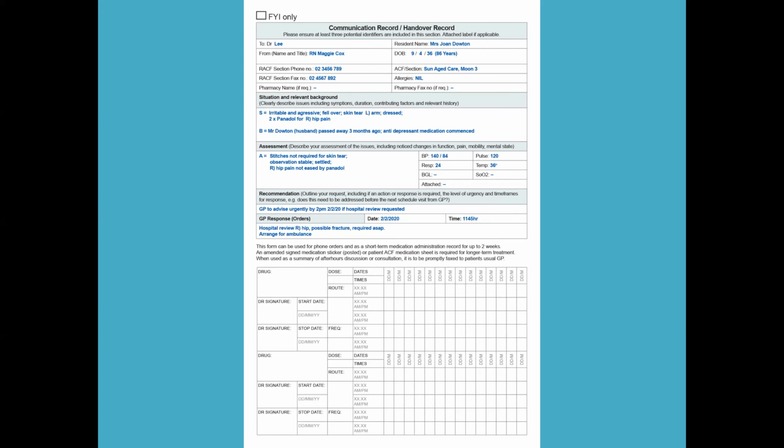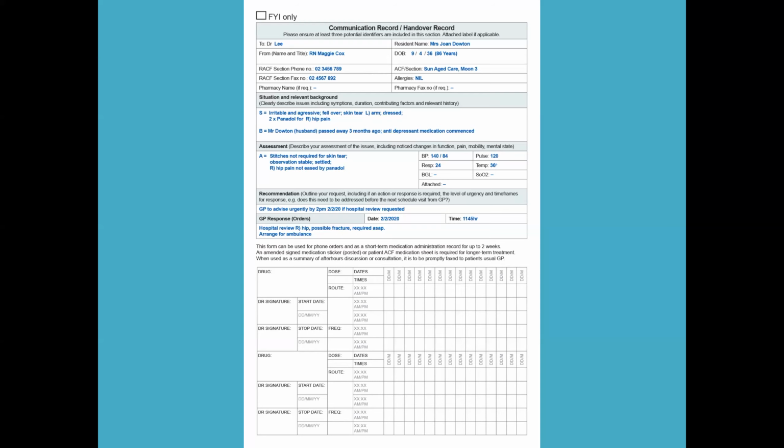Maggie then provides Dr. Lee with an overview on Mrs. Downton's condition. Mrs. Downton's observations are stable, BP 140/85, but her pulse rate is higher than usual, 120 beats per minute compared to 100. Her behaviour has settled and her skin tear has stopped bleeding. She is able to mobilise slowly, but I am concerned as she continues to complain of right hip pain. She states that the paracetamol has not eased the pain.